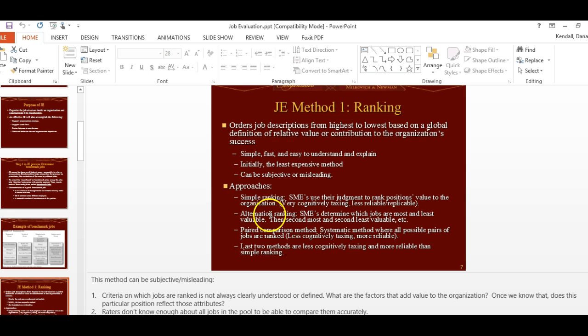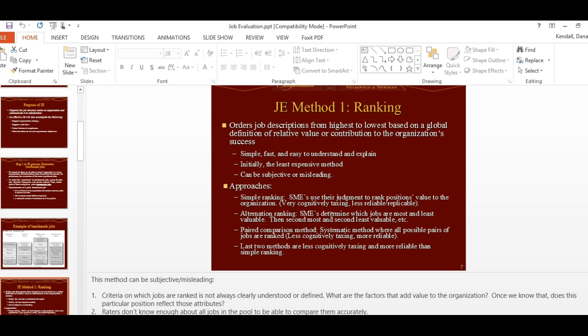Alternation ranking is the next one, and this is making things a little bit easier in terms of cognitive resources. Basically, the SMEs determine which jobs or positions are most and then least valuable, so they do the two ends, and then the second most valuable and the second least valuable, and so on, and they work toward the middle. And so some people think that's more accurate, although I think that's debatable.